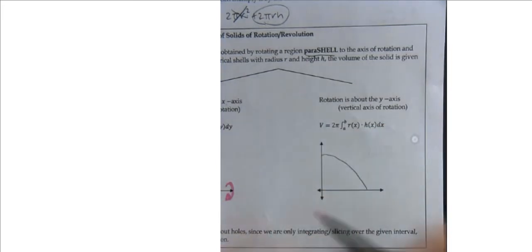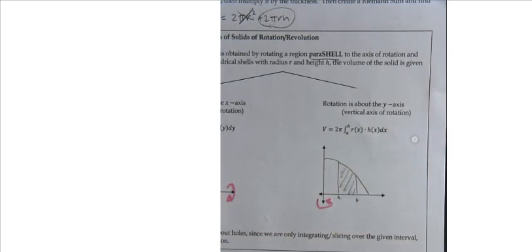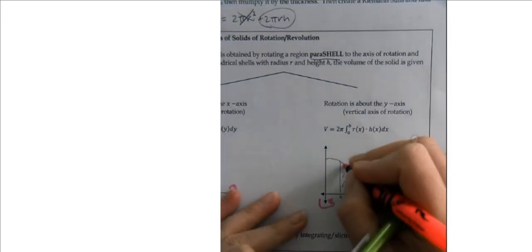Over here, we're going to rotate this around the y-axis. And if our region goes here from A to B, you can see on this, if this is your axis of rotation, again, we have to be parallel. Can you imagine this swinging around and making a cylinder? And then right to the right, we're going to have another cylinder, etc., etc.